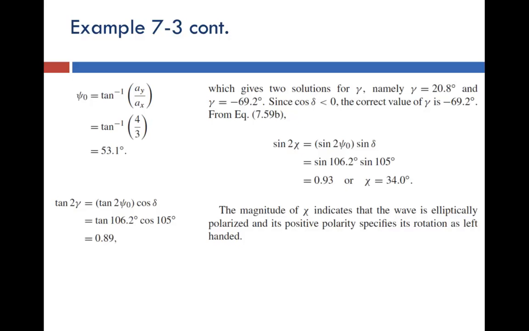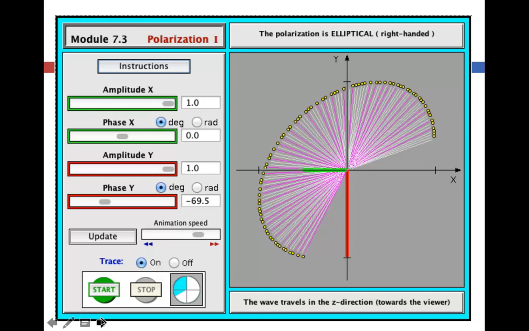So if you now find the sine of 2 chi, you get that from the sine of 2 psi naught times the sine of delta, and that ends up to be 0.93, or chi is equal to 34 degrees. So let's go back. The magnitude of chi indicates the wave is elliptically polarized, and the fact that it has positive polarity specifies that it has left-handed rotation.